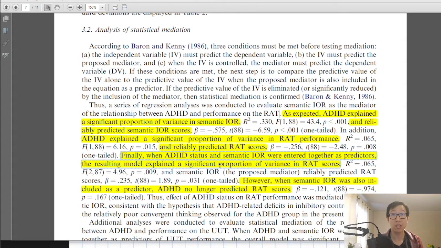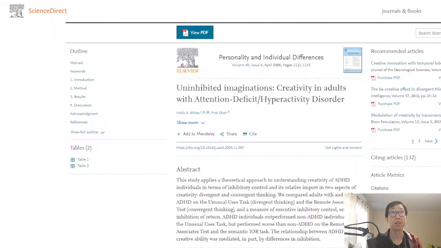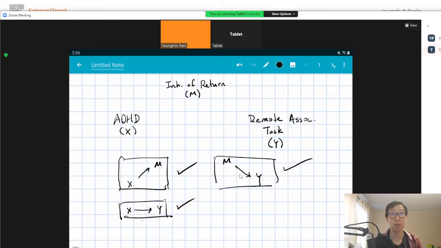Next, when ADHD status and semantic IOR were entered together as predictors, the resulting model explained a significant proportion of variance in RAT scores, and semantic IOR reliably predicted the RAT scores. This is worded a little weird, but I believe this is the relationship between the mediator and the dependent variable. So they establish this relationship clearly.